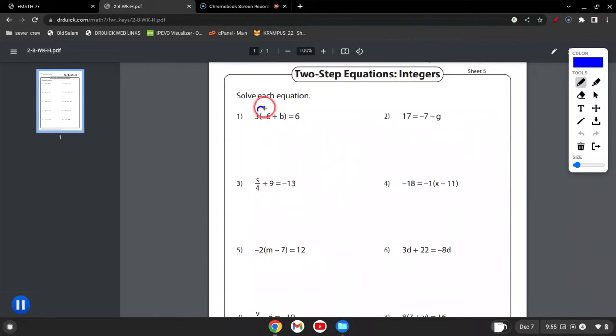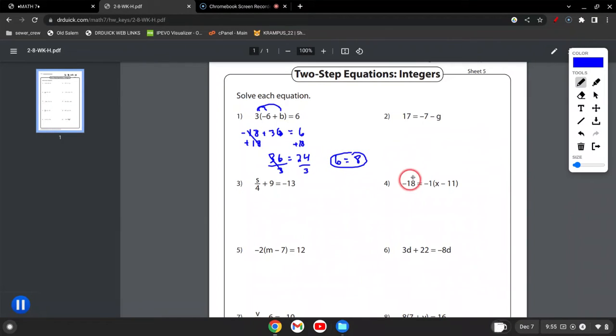One of them is you distribute this way. So this would be minus 18 plus 3b equals 6. This is a b, really bad looking b, but it's a b nonetheless. So I can add 18 to this side, add 18 to this side, and this crosses out, and you have 3b equals 18 plus 6, which is 24. If I divide by 3, b equals 8.